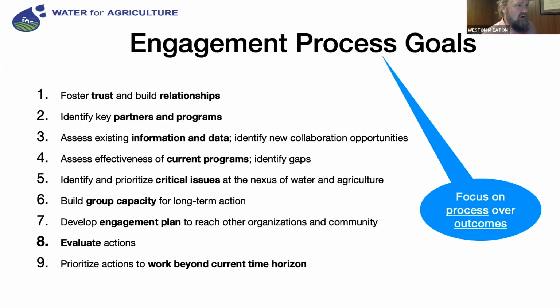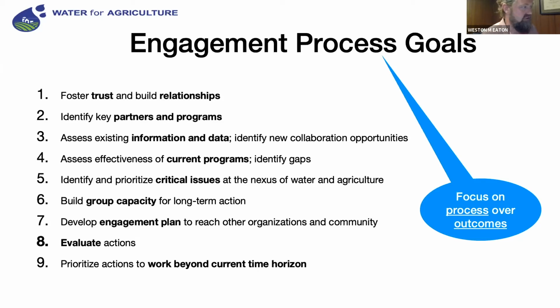Well, these are the things our local facilitators, and I'll tell you more about the project sites in a minute, as will others after me, are trying to hold constant across our project sites. We want to prioritize fostering trust and building relationships, identifying who the key partners and programs are around the issues that come up as important. We want to assess what's the existing information and data that's already there and identify where those collaboration opportunities are. We want to have this group work together to assess, well, how are we doing already with our current programs and what might need to change?